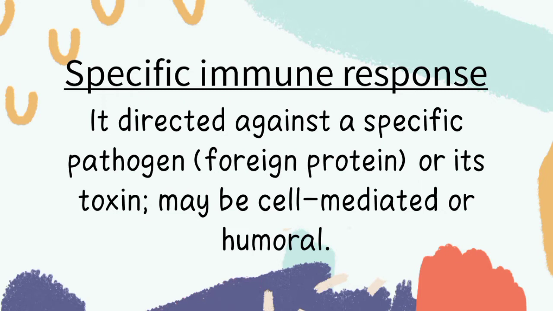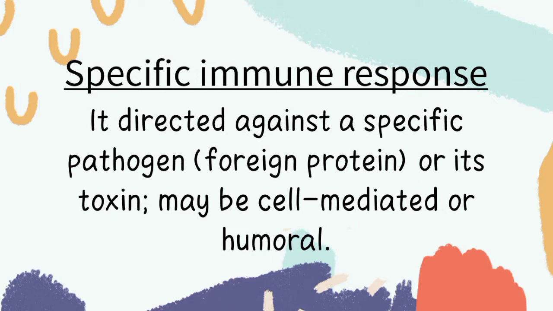or its toxin, may be cell mediated or humoral. Now, under specific immune response, a good example is the tetanus injection or the poliovirus injection. These are kinds of acquired immunity that are being given to you. What they do is help to fight a particular pathogen. The tetanus injection will fight the tetanus virus, and the polio injection will fight the polio virus. So they are specific, exactly.